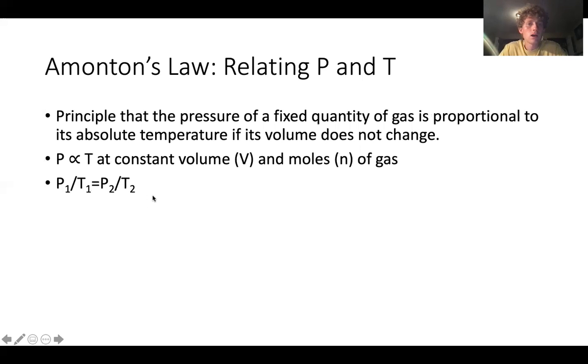And then lastly, Amontons's law, which relates pressure and temperature. So reading the description of it, it's the principle that the pressure of a fixed quantity of gas is proportional to its absolute temperature if its volume does not change. So pressure is directly proportional to temperature at a constant volume and constant moles of gas. And then here's the same idea with the equation at the third bullet point. Pressure 1 divided by temperature 1 is equal to pressure 2 divided by temperature 2.